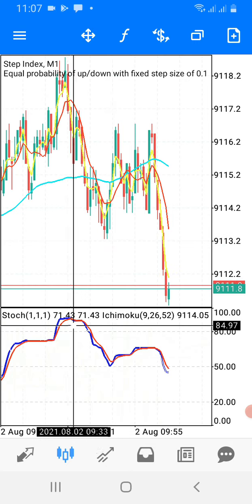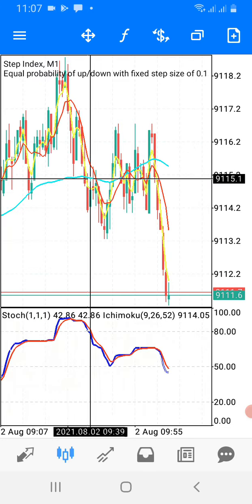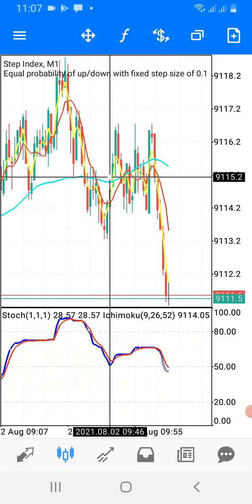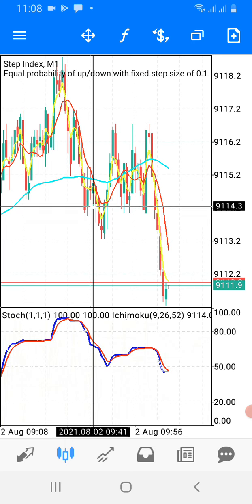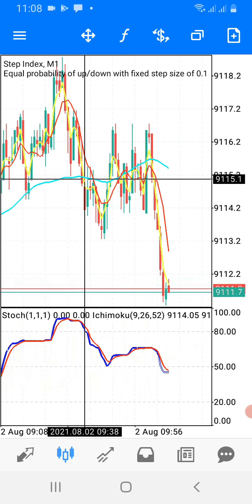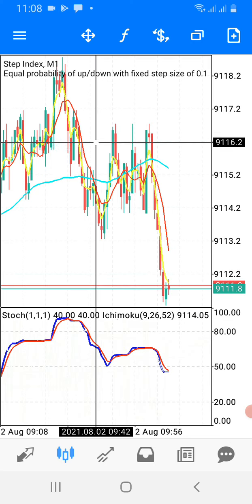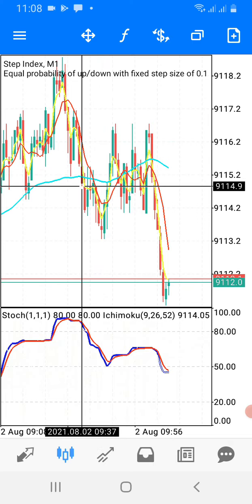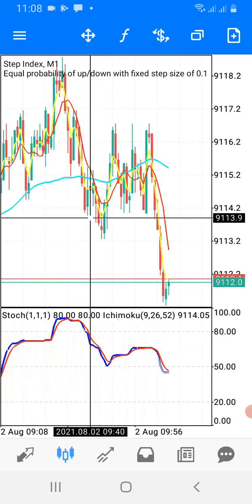Then the next condition, there are 3 conditions, guys. The next condition is that this blue moving average has to cross above the trade. It has to cut above the red moving average, just as you can see. So it has to cross at this point. Guys, it crossed, and it's at the overbought level. So for this market now, 2 conditions have been met.